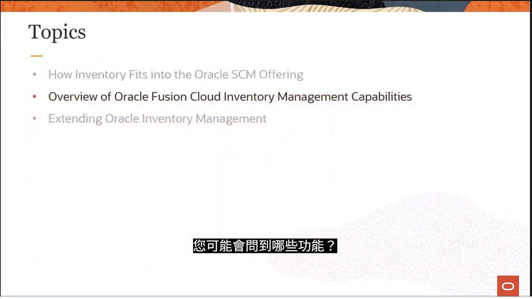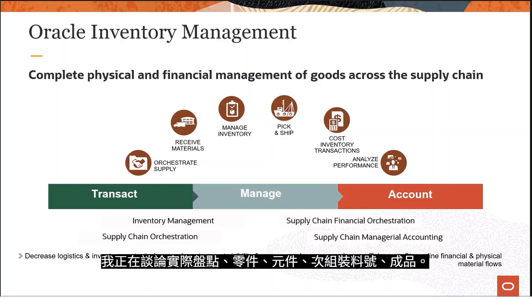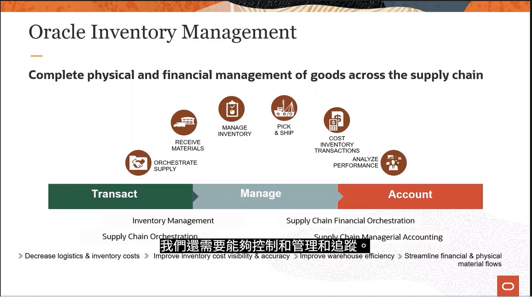So what are some of the capabilities, you might ask? Well, I'm glad you did. So here we have a depiction of some of the things that happen. So we have the transactions to manage and the account side of things. So inventory is a major asset for the organizations. And I'm talking about the physical inventory, the parts, the components, the subassemblies, the finished goods. And we need to be able to control, manage, and track that.